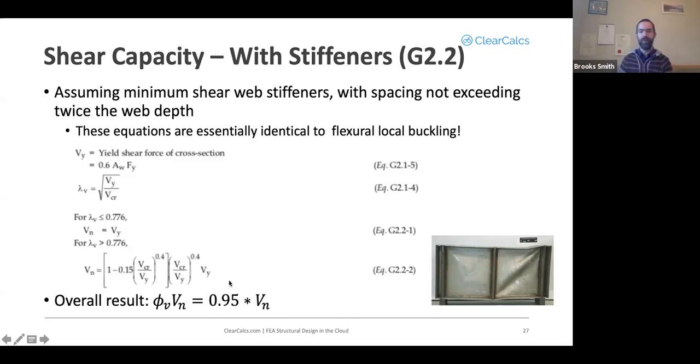Those of you a bit more eagle-eyed here will notice that these equations are essentially identical to what you already saw for flexural local buckling. We're checking for local buckling that may occur between the stiffeners in shear. So first calculate the yield force, slenderness coefficient, and then switch based upon the slenderness coefficient. Again, phi value is still 0.95, and your overall shear capacity is 0.95 times Vn.